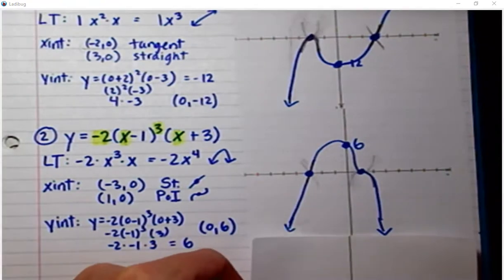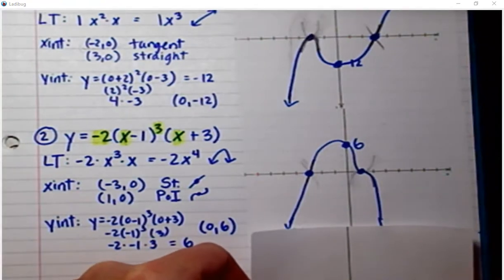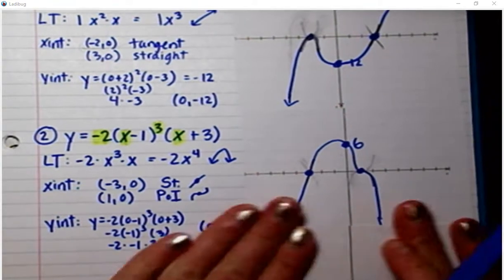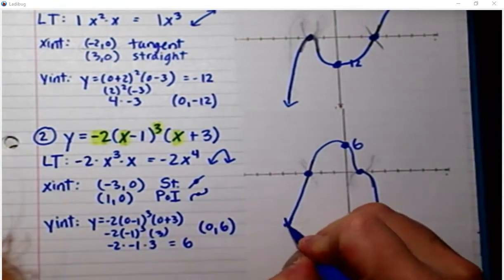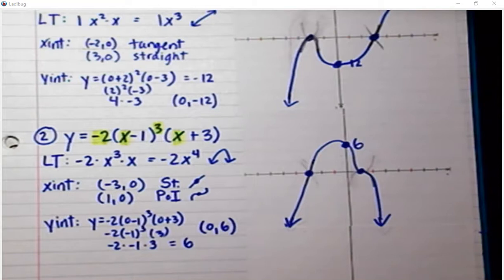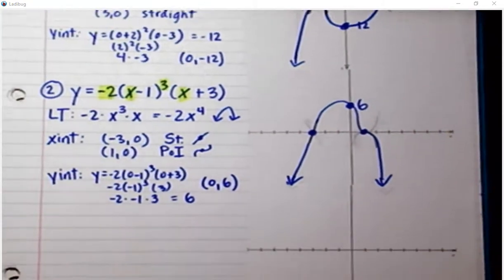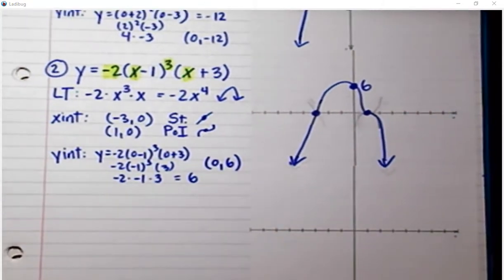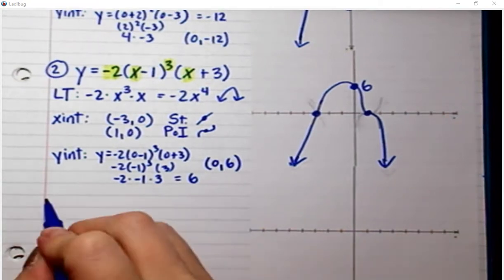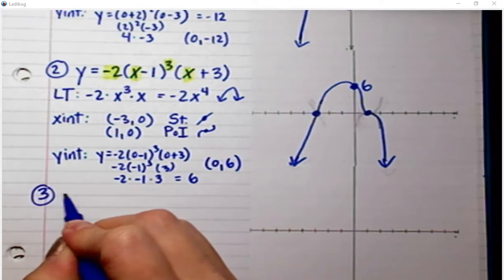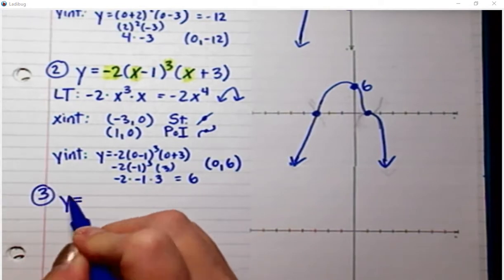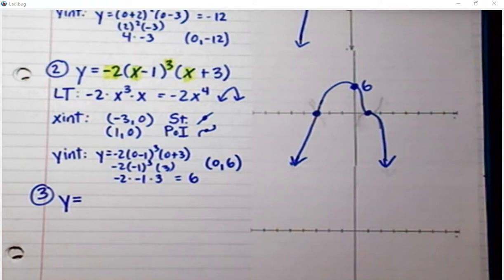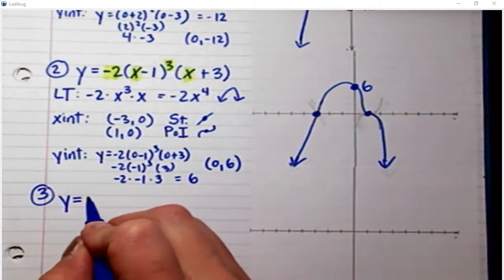Last example today. Gonna do one of each, right? A straight, a square, and a cube. Okay. Y equals. All right, here we go.